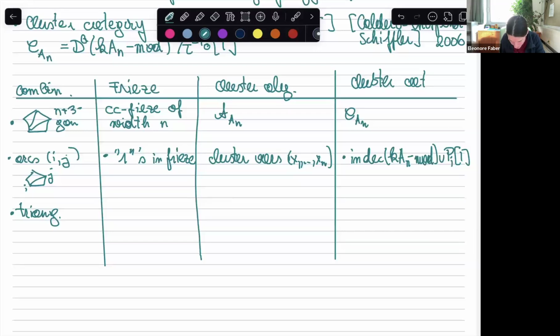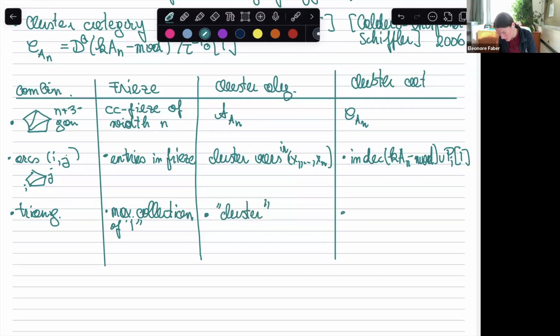So wait, I did make a mistake. These are not the ones in the frieze, these are the entries in the frieze, sorry. So every entry in the frieze corresponds to a cluster variable in x1 to xn. Then the triangulation corresponds to a maximal collection of ones in the frieze, and this now is like a cluster, which I don't define. And this corresponds to a cluster tilting object in the category.